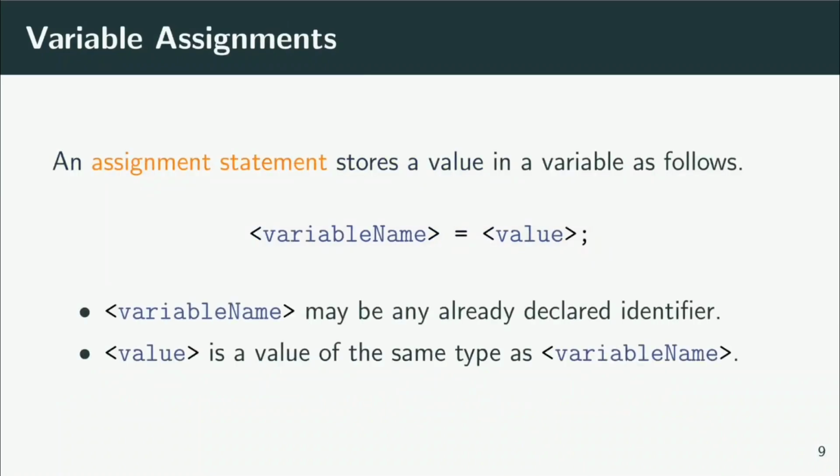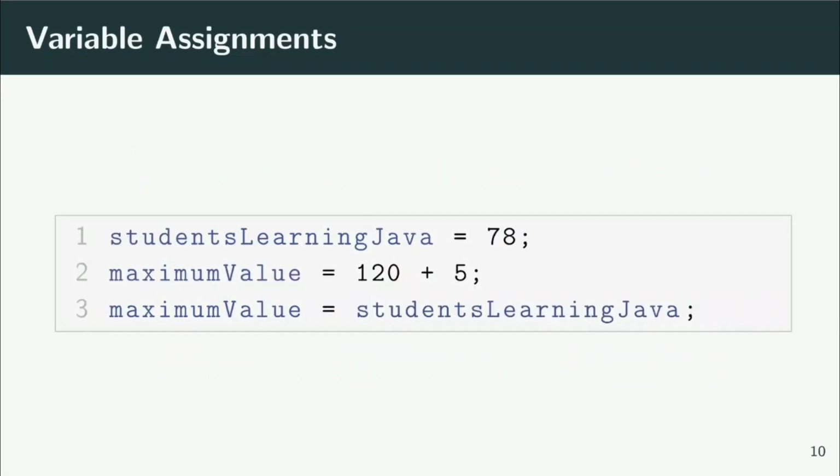If you want to store some value in a variable, you can do that using an assignment statement. These typically look like this. Identifier, equal sign, some value, and this value can be any expression that is of the right type. Here are some examples. studentsLearningJava. Remember, it was declared to be an integer. So you can write studentsLearningJava equal 78.